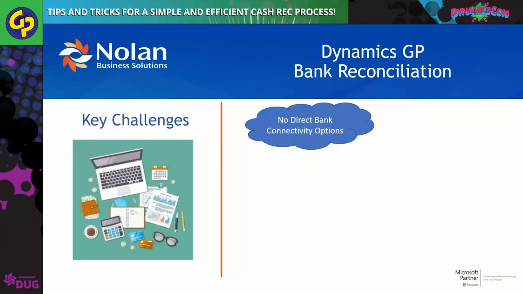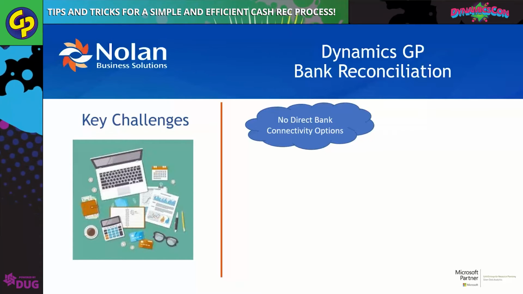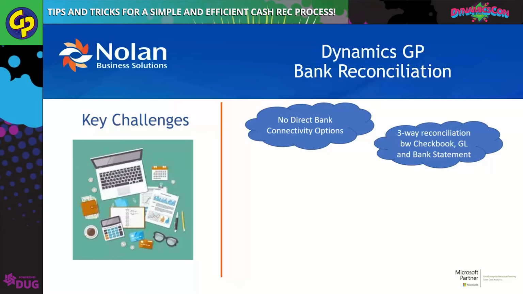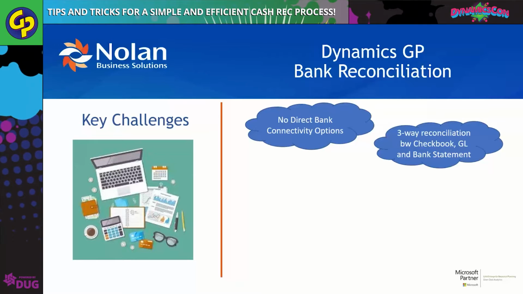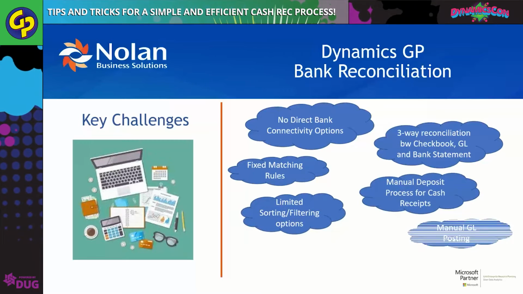With Dynamics GP, there are no direct bank connectivity options with the GP module. The bank data needs to be manipulated and in some way manually uploaded in GP, and that all introduces a risk of errors. The next one is the biggest challenge in my opinion. It's the need to flow all cash transactions through the checkbook before hitting your GL. Not only is this a big challenge when needing to import transactions from external systems, but it forces you to keep a three-way reconciliation process between the three separate data sets in Dynamics GP. And then the overall reconciliation function itself has several limitations.